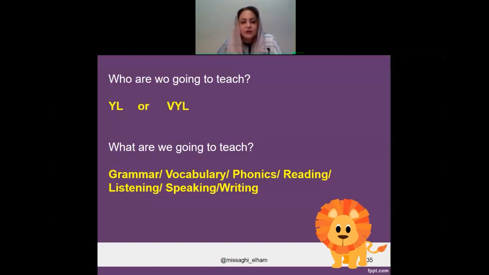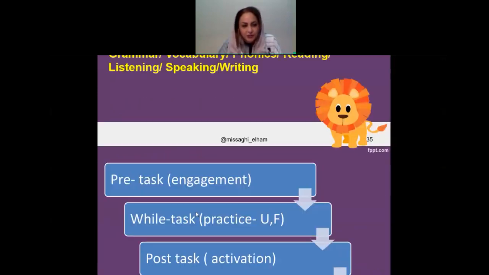One was see, hear, do. And then the other one was TPR. TPR stands for? Total physical response. Bravo, total physical response, excellent. And the third one was engage. Study, activate. Bravo, very good. Engage, study, and activate.